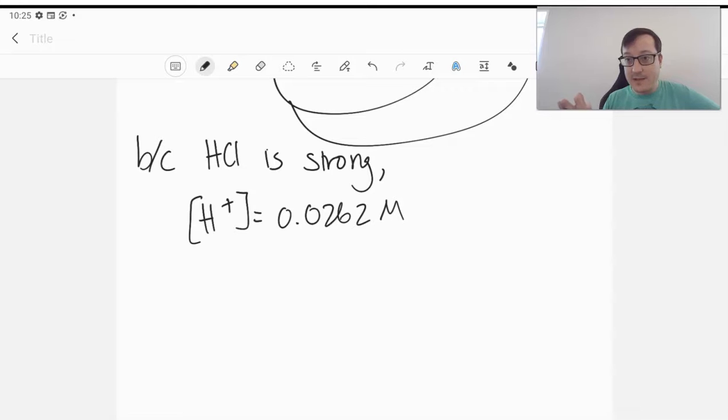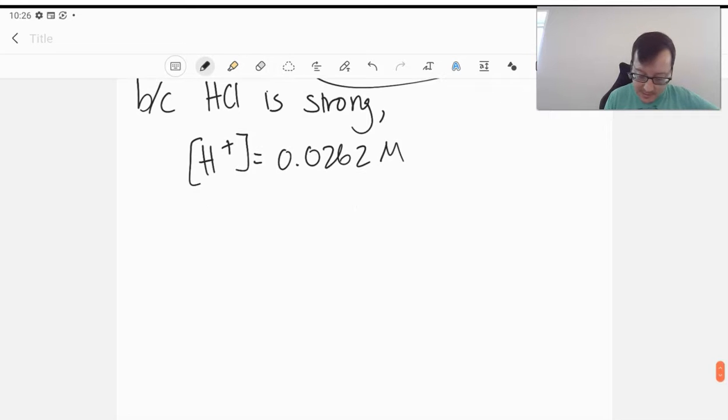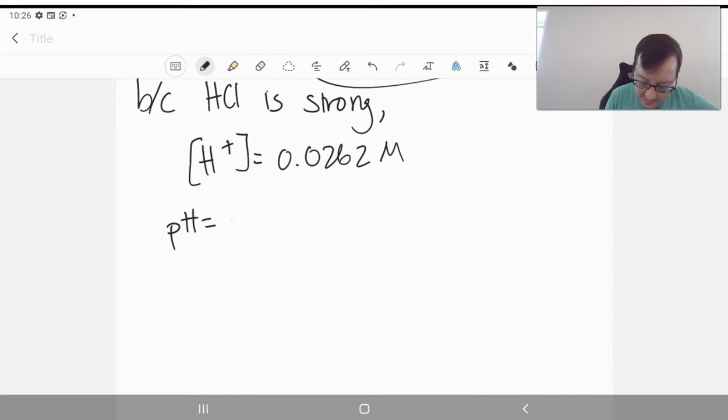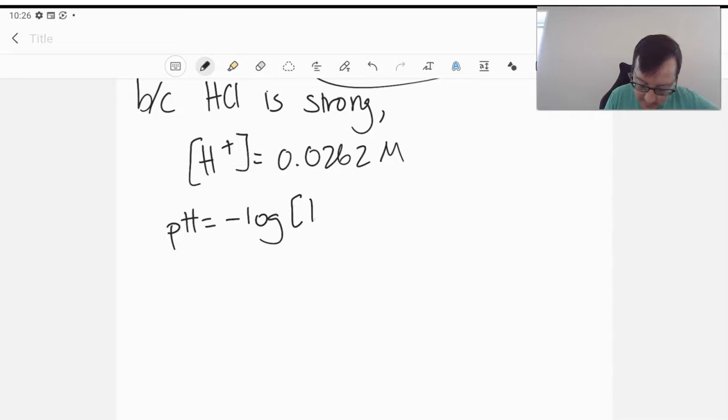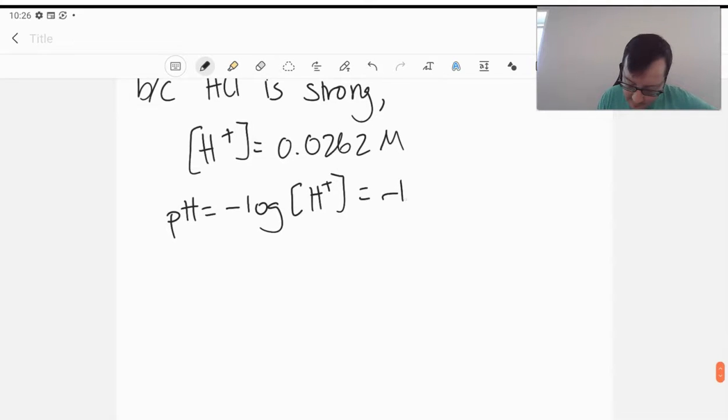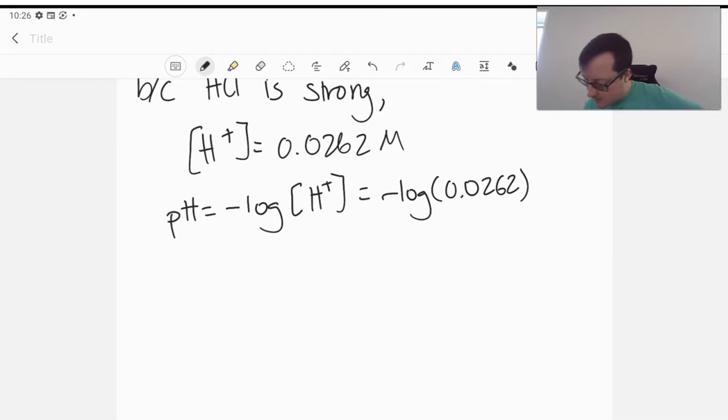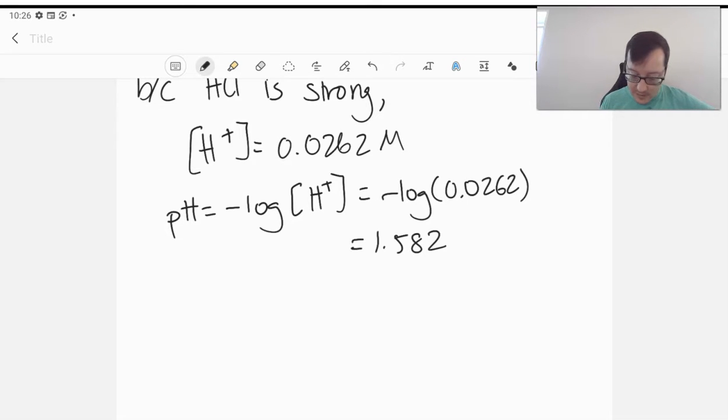First things first, why don't we calculate the pH? We just learned how to do that. So pH, remember, is negative log of H plus. So if we do that, this will be the negative log of 0.0262. Let's go ahead and bust out our calculators. Negative log 0.0262, we get 1.582. Don't forget your sig figs. pH has no unit, so don't forget that as well.